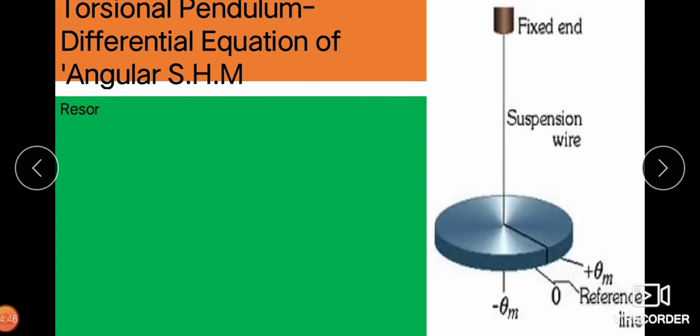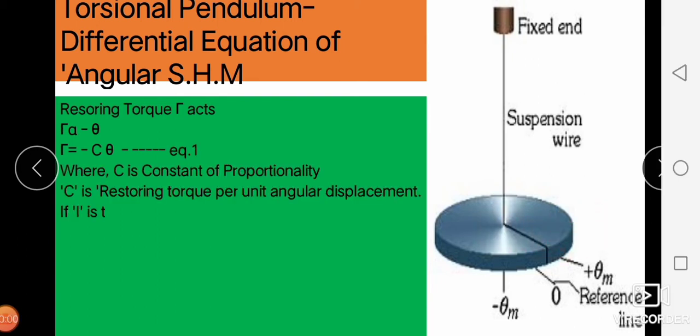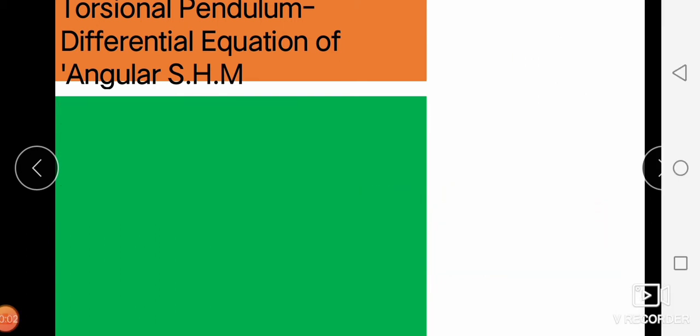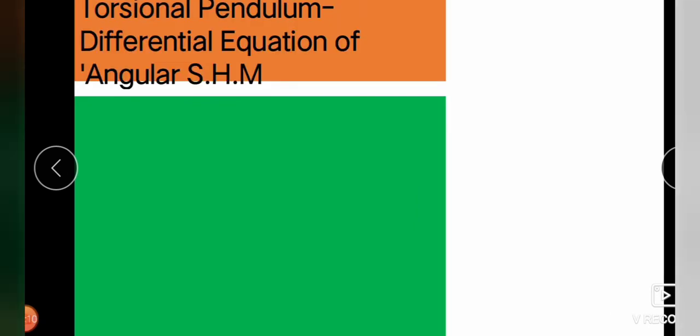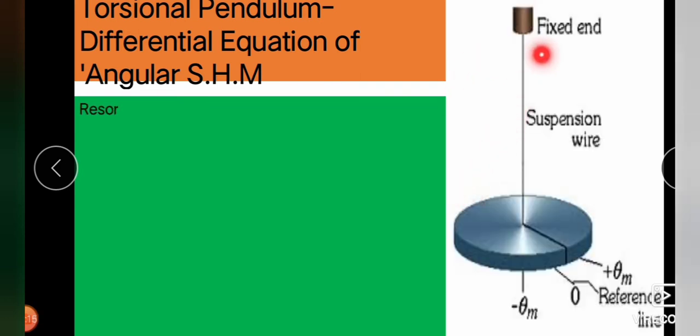Let us study the torsional pendulum and the differential equation of angular SHM. Consider a torsional pendulum whose disc has mass m. As it performs the angular SHM with angular acceleration alpha, if I is the moment of inertia, then the differential equation of angular SHM of the torsional pendulum will give us the acceleration and period of this pendulum like in linear SHM. Let us derive it.